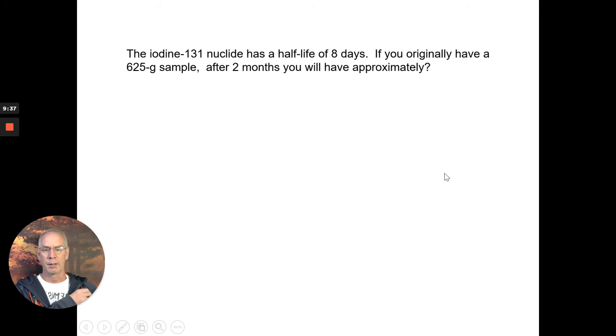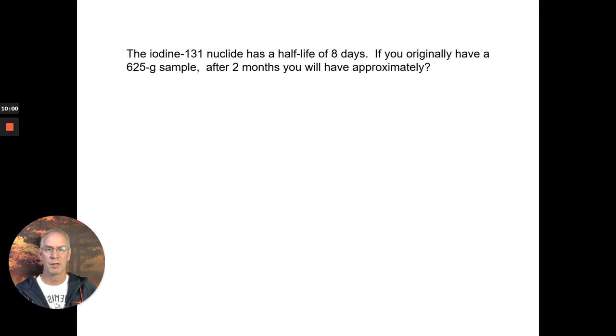Let's try this problem here. It involves you doing maybe a little bit of math. So the iodine 131 nuclide has a half-life of 8 days. If you originally have 625 grams of it, after 2 months, about how much will you have? Now, I know in math class, depending on which math class you're in, they may teach you a formula to do this. And I don't have a problem if you use the formula.